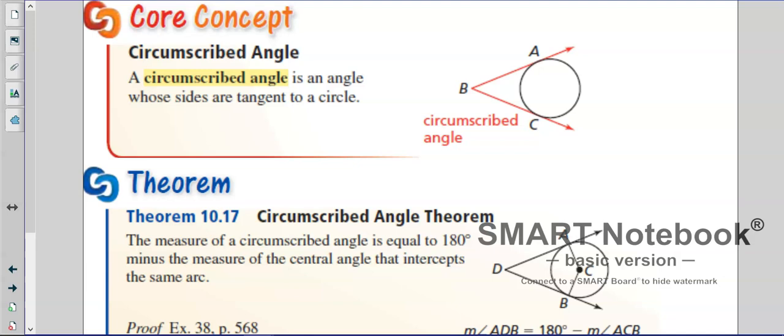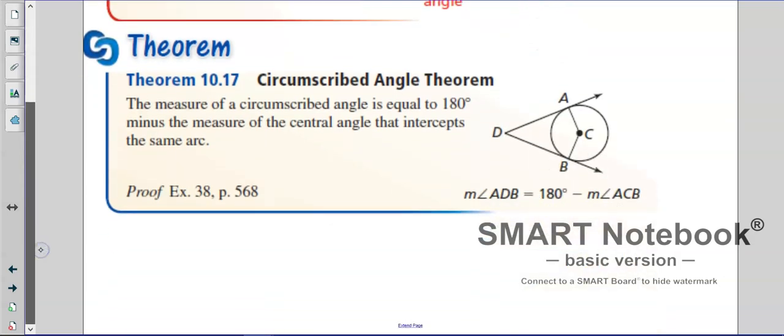Circumscribed angle. A circumscribed angle is an angle whose sides are tangent to the circle. Okay, so we have two tangents, we have the circumscribed angle. Now, what's the theorem? The measure of a circumscribed angle is equal to 180 degrees minus the measure of the central angle that intercepts the same arc. So let's see it in practice.